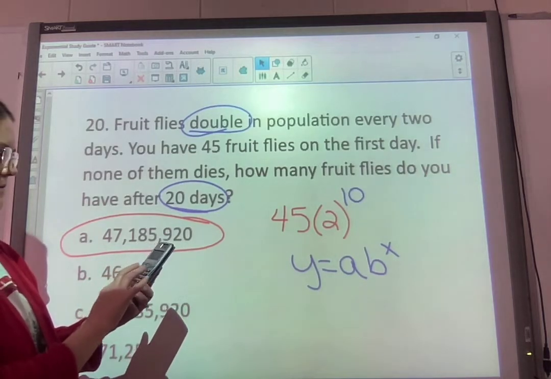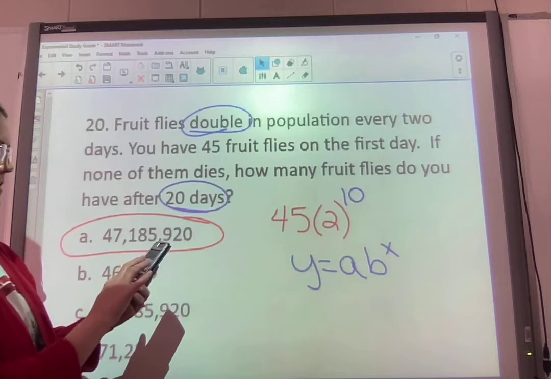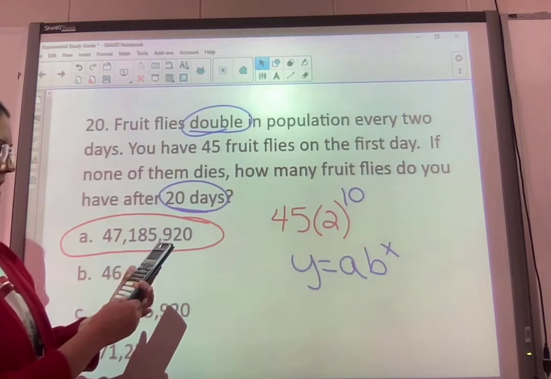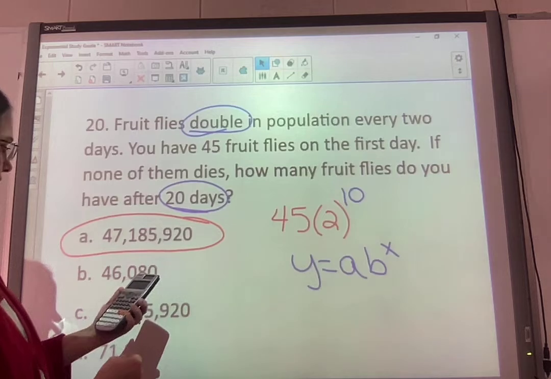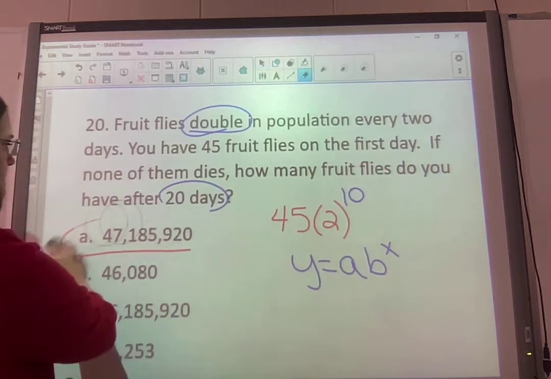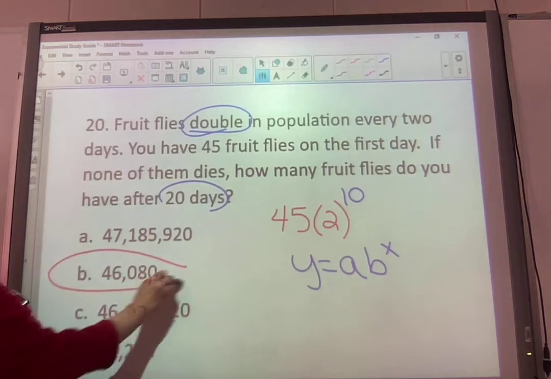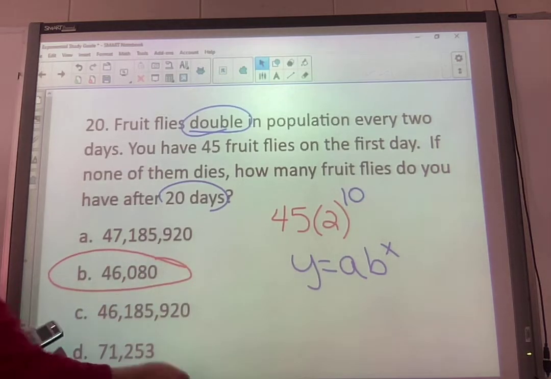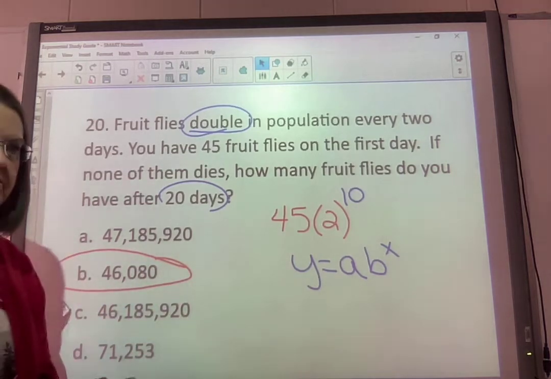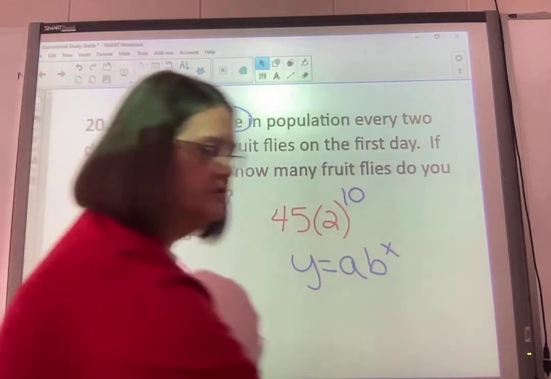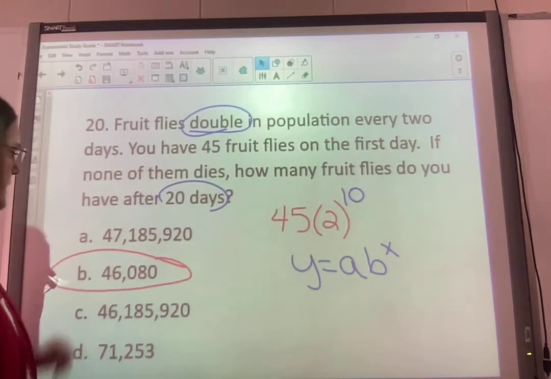45 raised to the 10th. I don't know if I have the correct answer here. I do. Well, look at me. Okay, the answer here is this one. That's your correct answer. I'm glad I put the correct answer on the study guide and just didn't give you the right answer when I was doing it. But that's the correct answer.